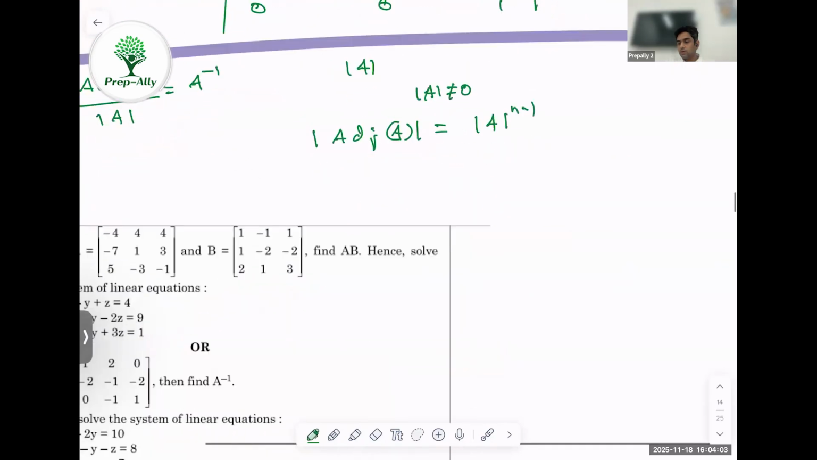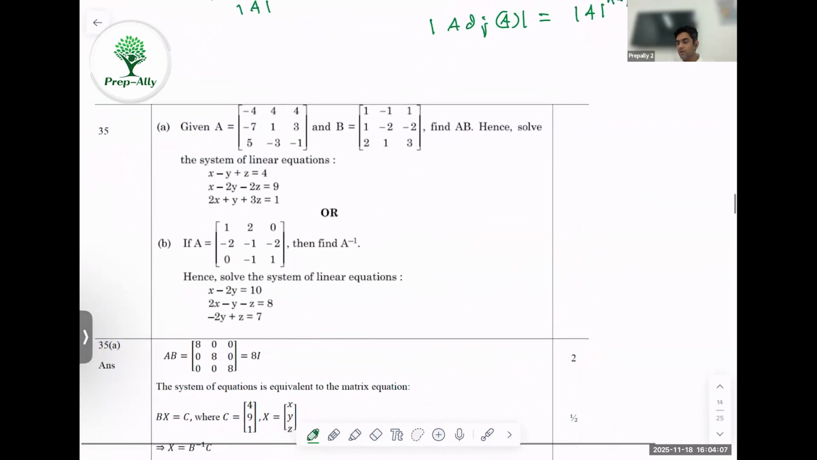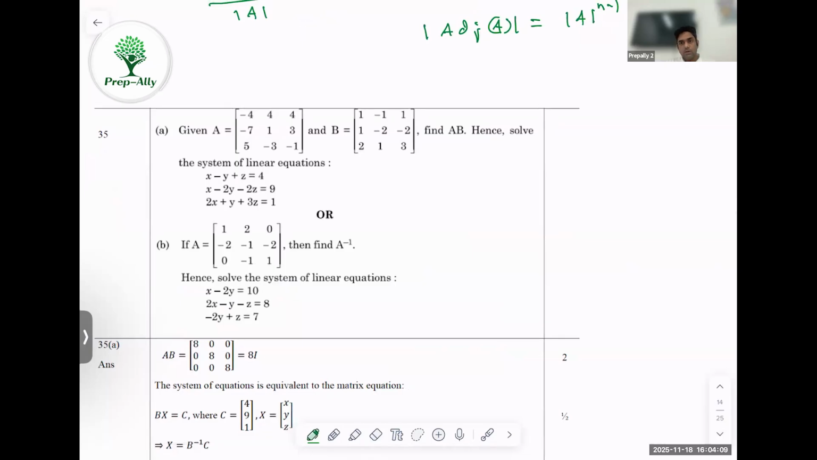So we'll jump to the question. As I have told you earlier, this chapter is popular for its 5 markers. So again, a 5-mark question. Most of the questions that come, this will always come, always, that solve a system of linear equations using the matrices.